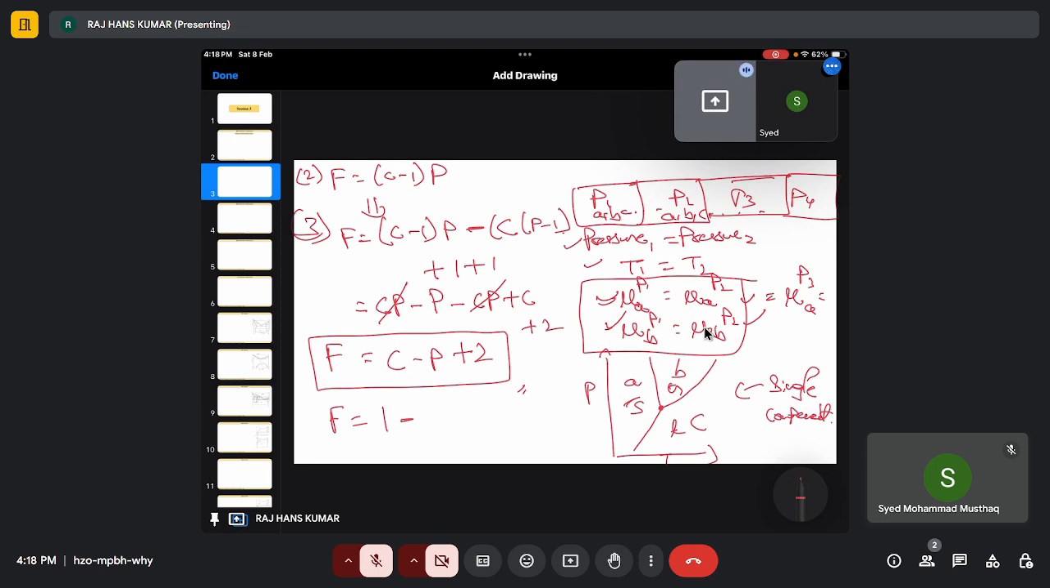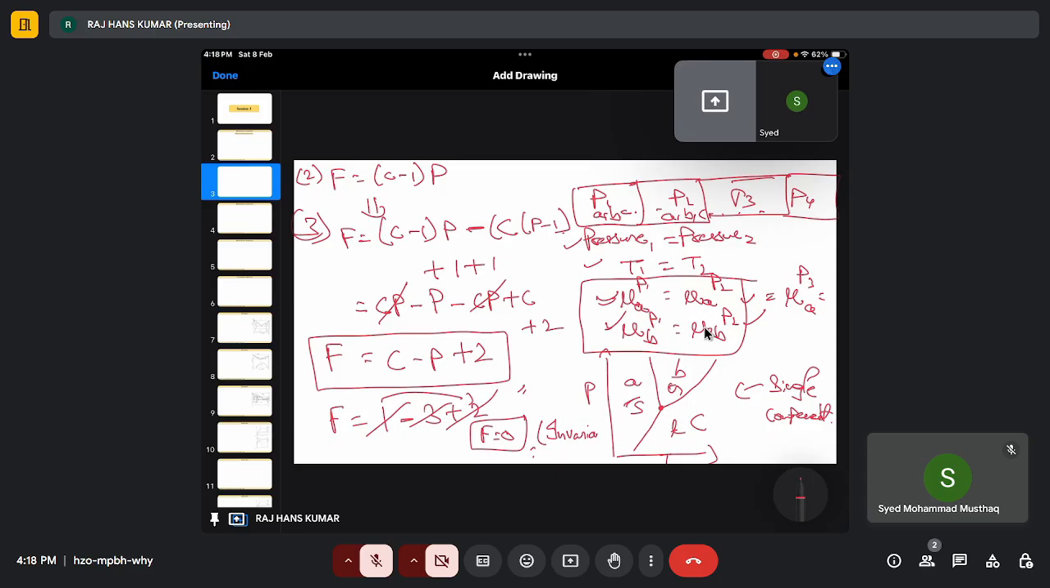How many number of phases? One, two, three, which are in equilibrium at this point, right? All three phases are touching this point. So number of phases is 3. Number of phases plus 2 is 1 plus 2, that is 3. This 3 gets cancelled. So number of degrees of freedom equals 0. And if the number of degrees of freedom equals 0, we call it an invariance point.